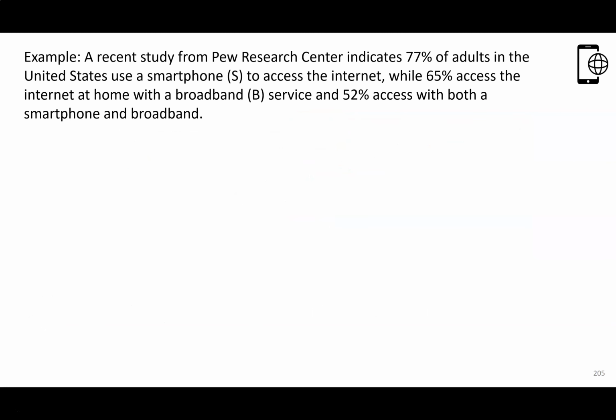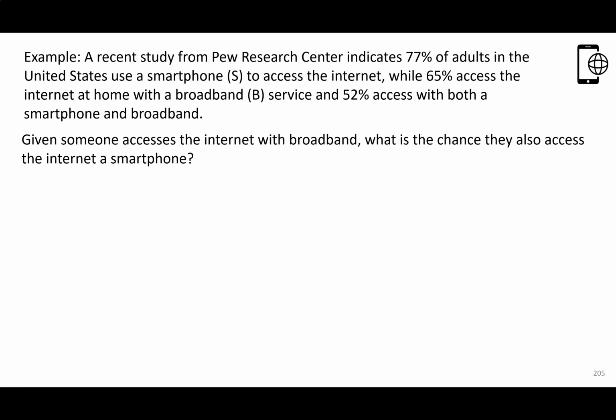So a familiar example, we're back to the Pew Research Center looking at smartphones and broadband for Internet of U.S. adults. And now we can ask, so 77% of these adults have a smartphone, 65% access internet at home with broadband, 52% have both. So here's the question. Given someone accesses the internet with broadband, what is the probability that you've selected someone that also uses a smartphone?